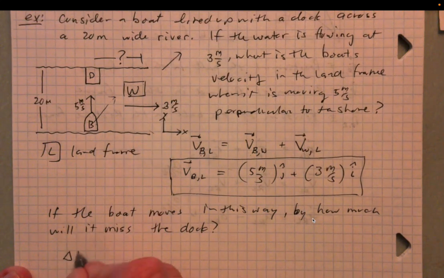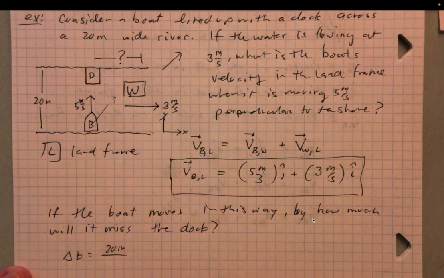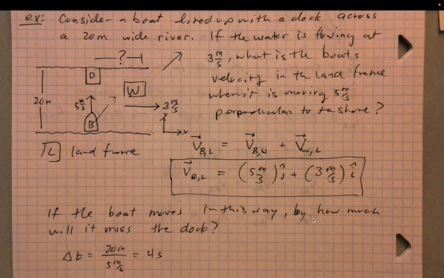Delta T here would just be the distance across the river, 20 meters, divided by how fast it's moving across the river, which we're told is 5 meters per second. And you do that math, and you see that it's just going to take 4 seconds for the boat to reach the opposite shore. Okay. Now, again, it's not going to reach the opposite shore at the dock.